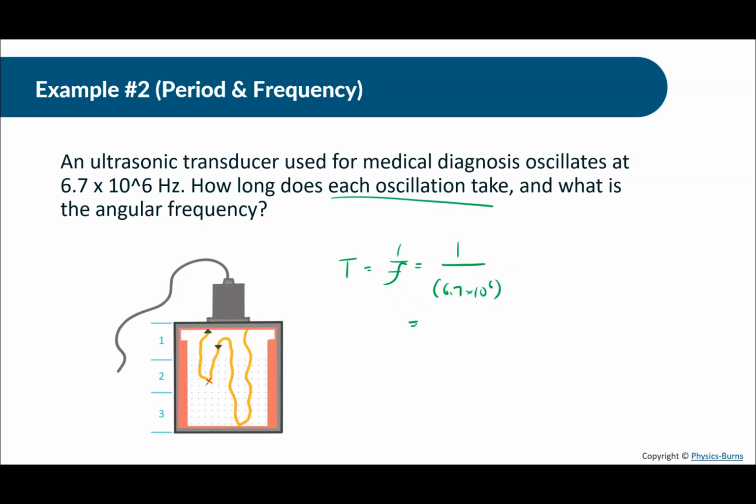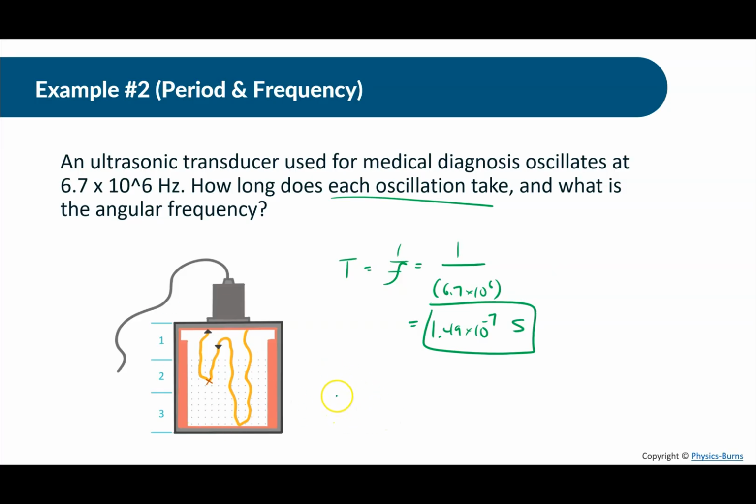And let's see what this gives us. My calculator. Perfect. And I got 1.49 times 10 to the negative 7 seconds. Okay, it's oscillating so quickly that it makes one full oscillation in this amount of time.